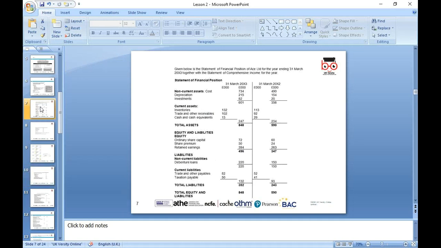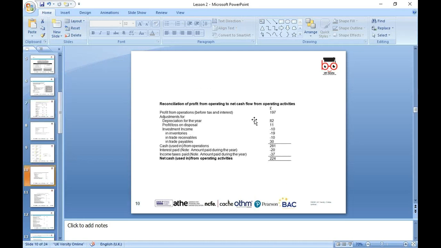Inventory increase and decrease. Go back to inventory. Look at last year and this year. Last year was 113. This year we have 132. So inventory went up by 19. You need to look at the inventory increase. This will be a negative effect on the cash. So 19 went out from the business.